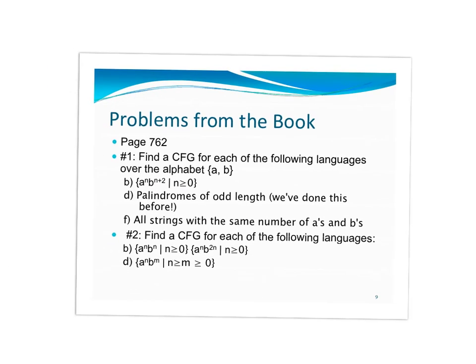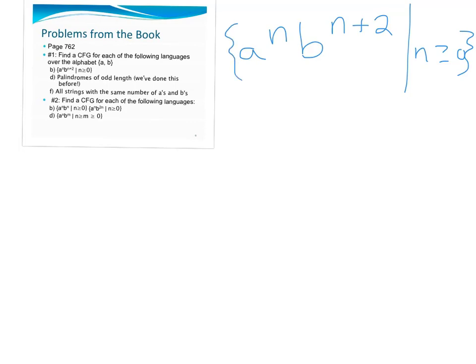So let's just take this and stick it up here in the corner, and I will write the language down here so that you can see what we're trying to do. We're doing a to the n, b to the n plus 2, such that n is greater than or equal to 0. That's the language we're trying to create a grammar for. What does this mean? This just means that every string in our language has 2 more letter b's than it does a's. And so this is pretty straightforward.